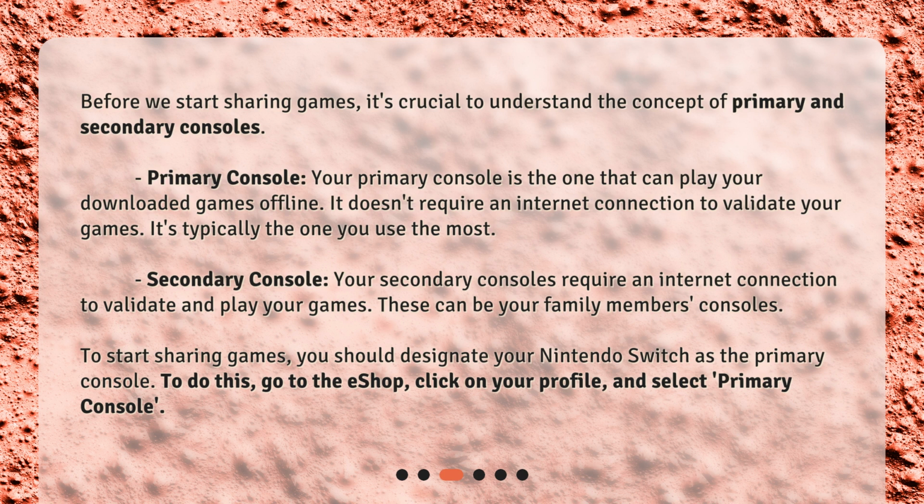To start sharing games, you should designate your Nintendo Switch as the primary console. To do this, go to the eShop, click on your profile, and select Primary Console.